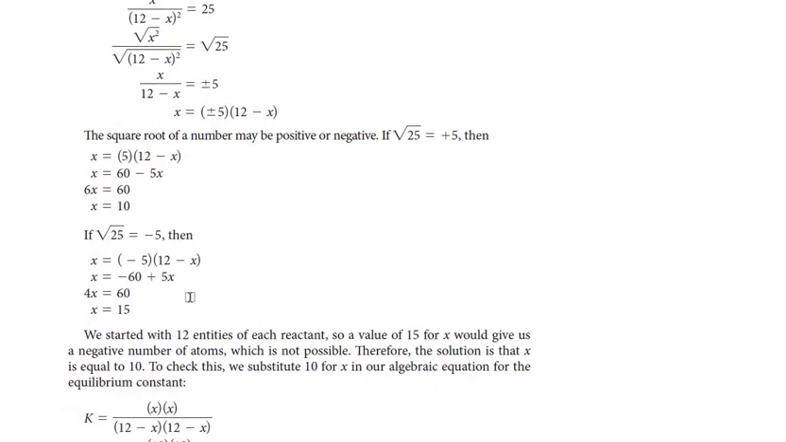So we started with 12 entities of each reactant. So a value of 15 for x would give us a negative number of atoms, which is not possible. Therefore, x equal to 10 is our correct answer. So we accept the first one, we don't accept the second one. Therefore, the solution is that x equals 10.